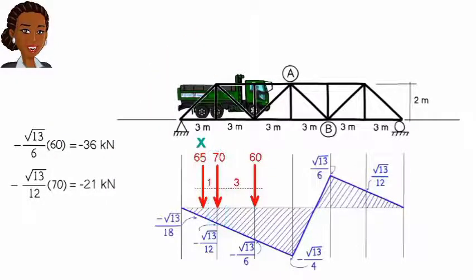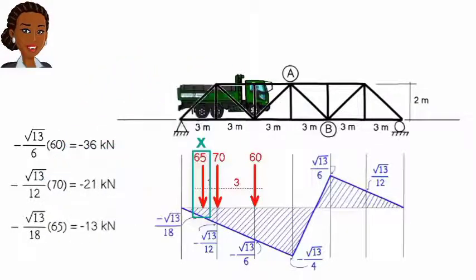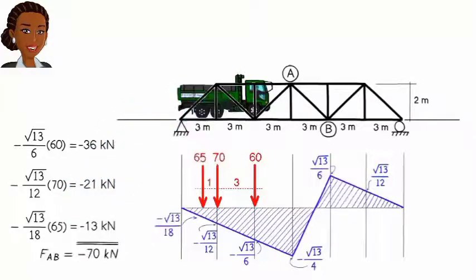Further, if we placed a load of 65 kilonewtons at X, the axial force in AB would become negative 13 kilonewtons. Therefore, if all three loads are present at the same time, the total axial force in AB becomes negative 70 kilonewtons. Now, one can ask, is this the largest possible compressive force that can develop in member AB?